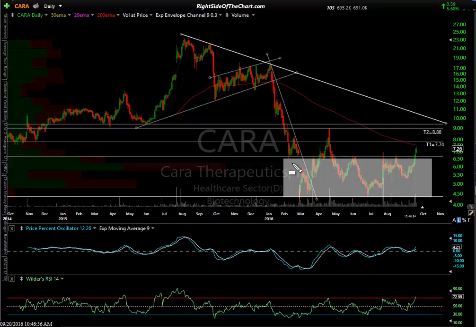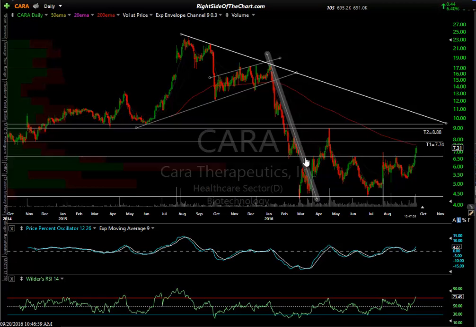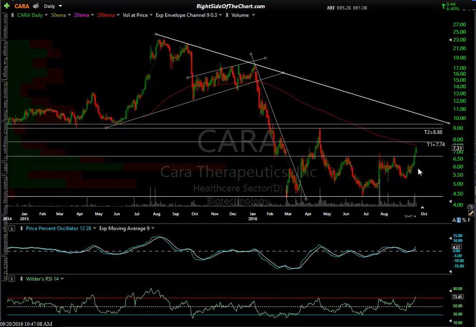You can see that starts really with this large gap back down here. We did bust above it at this point, and again, I already went over this one in the video yesterday. So you can check out that video. I went into this stock in more detail, but so far it's following up.